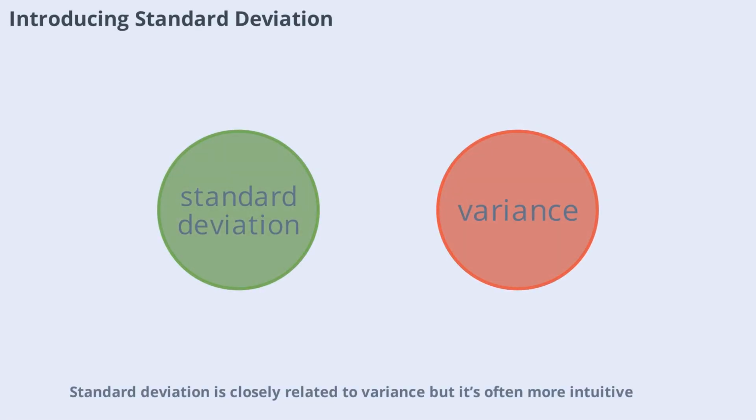Standard deviation is closely related to variance, but it's often more intuitive. While variance gives us the average squared deviation, standard deviation brings us back to the original units of the data by taking the square root of the variance. This makes it easier to interpret and compare with the original data values. Let's see how this works in practice.